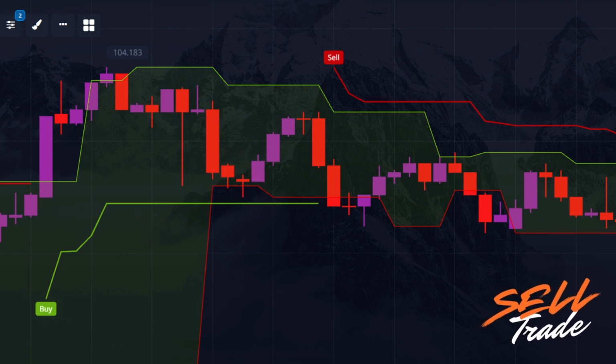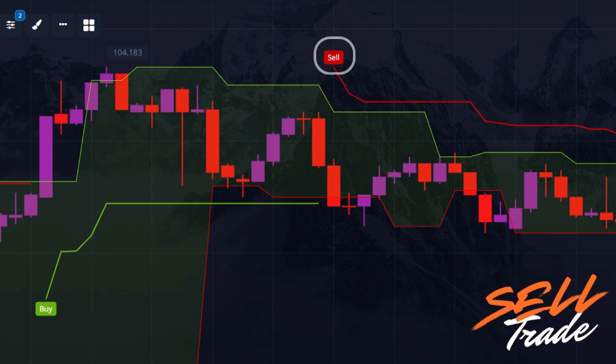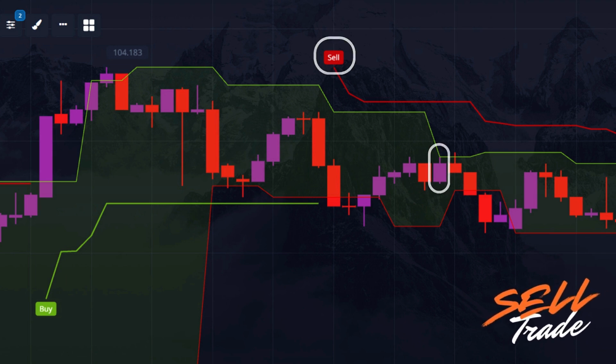For a sell trade, the SuperTrend indicator must signal a sell. The price should touch the upper line of the Fractal Chaos Bands. Once this happens, enter a sell trade. Use a 1-minute candle time frame and set your expiry time to 2 minutes.